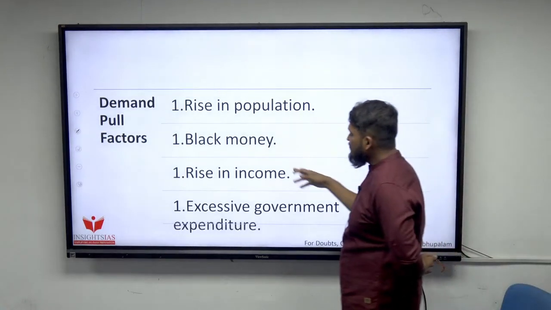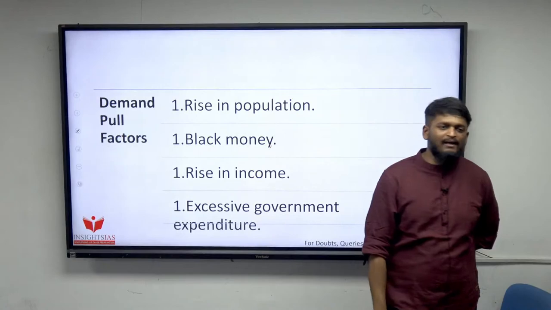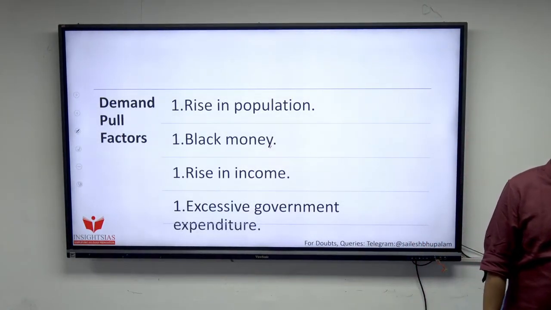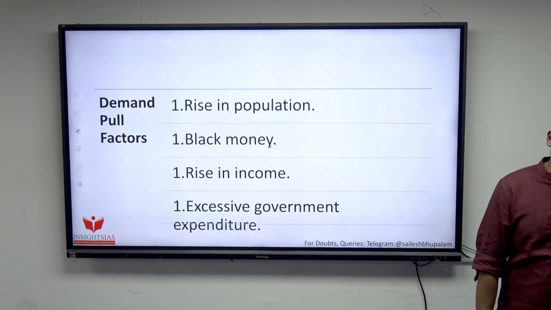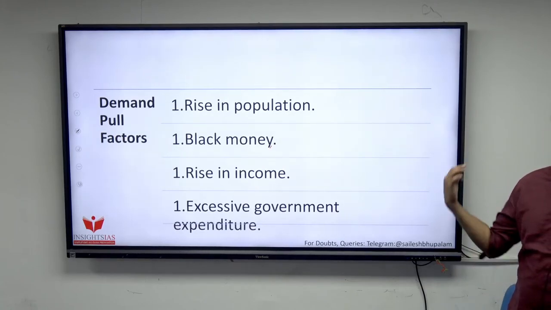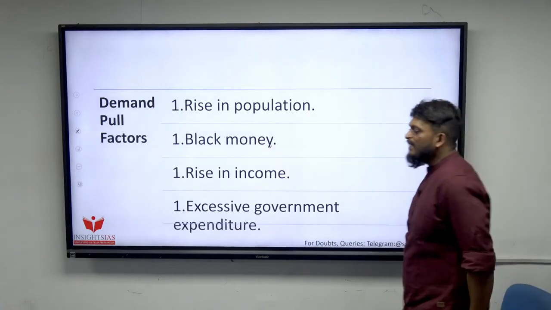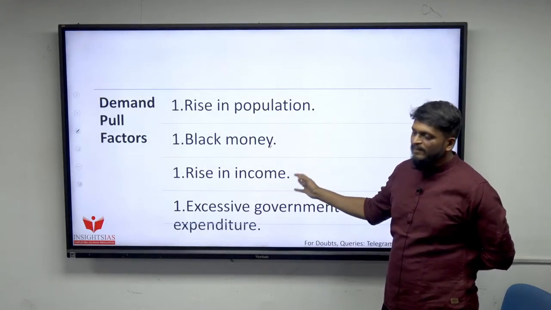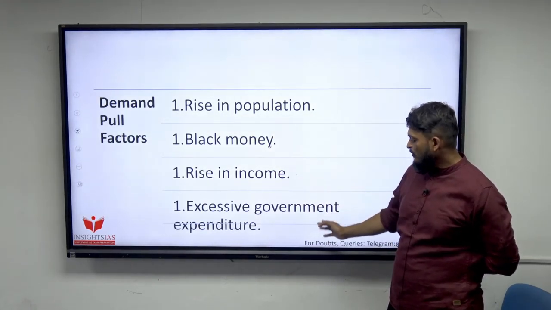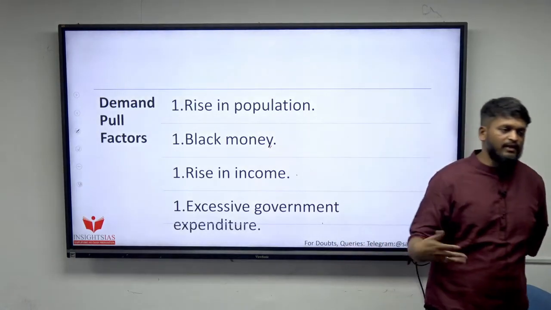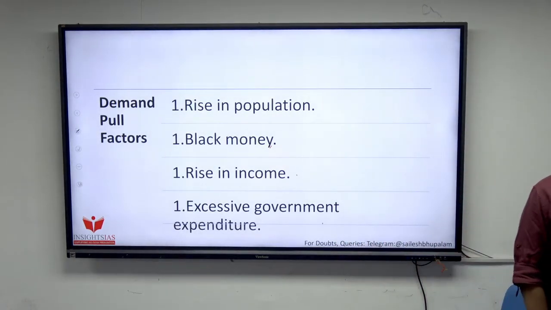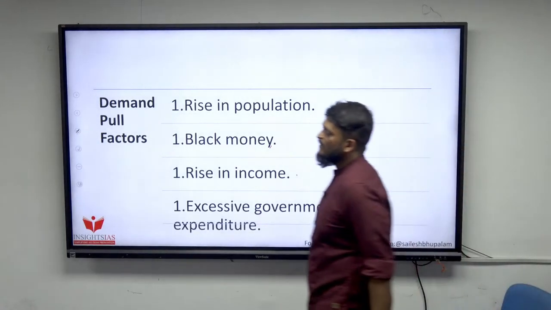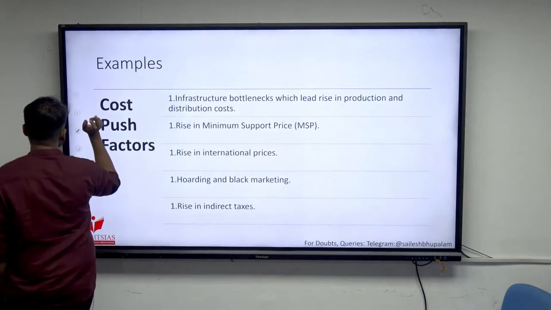Then black money. As black money increases, usually people who have black money tend to spend more money. They will try to find the costliest thing and buy it. And when they keep on spending more and more cash, what happens to inflation? Cash supply in the economy will increase, demand increases, inflation increases. Income, when people's income rises, demand pull inflation, this part we already know. A government, when it spends excessively, imagine in an election year, government creates 3-4 extra schemes and gives a lot of money to people, then also demand pull inflation will happen because people have more money on their hand.